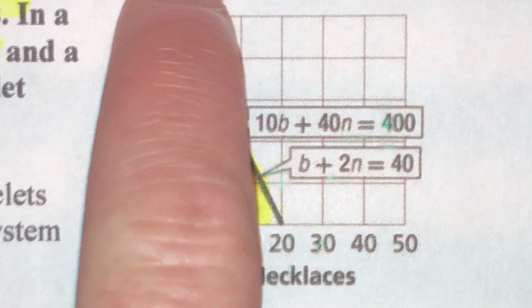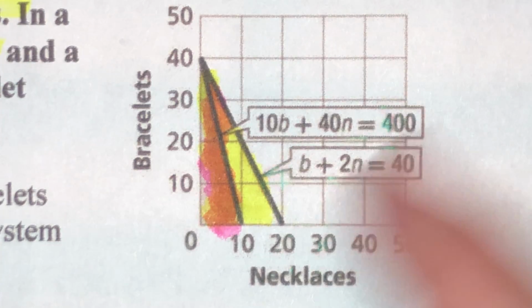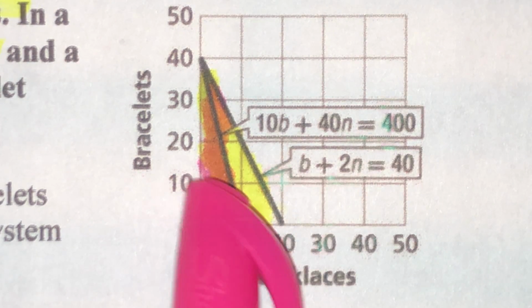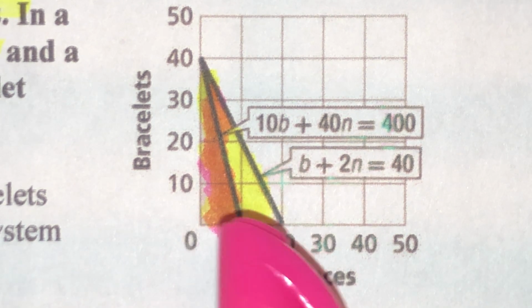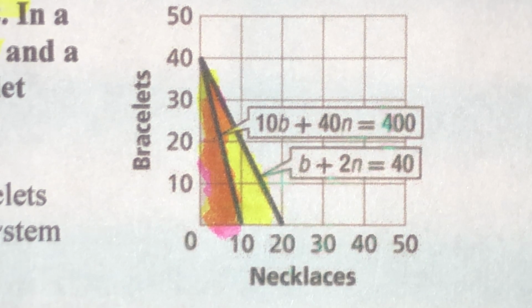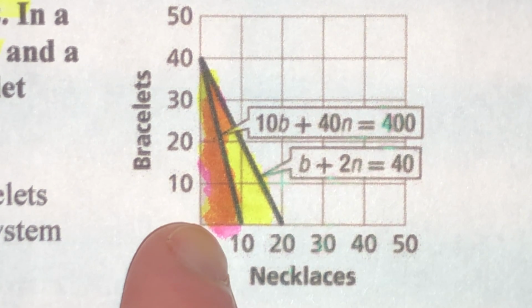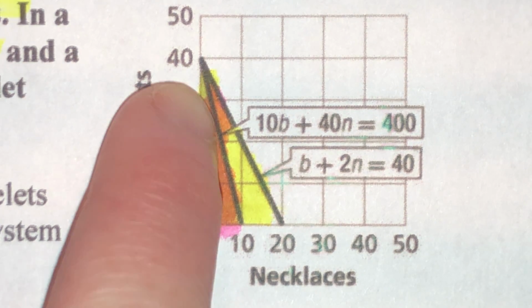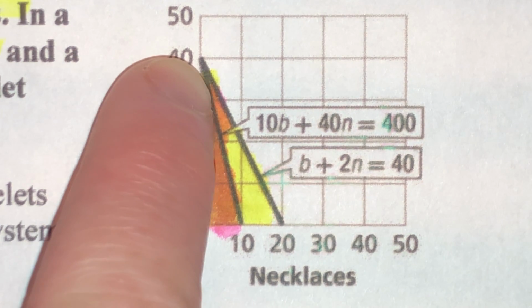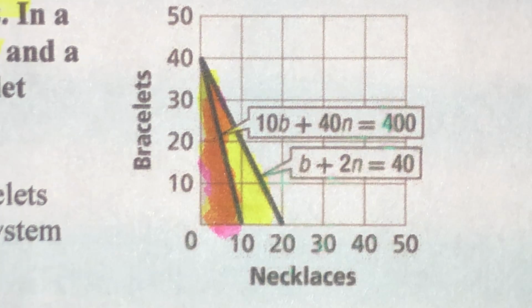So all of this, plus the fact that we're only working in this quadrant, where all of it overlaps is in this pink region, right? So any of the ordered pairs in this pink region work. Now, can we use decimals or can we use fractions? Could you make 2.3 necklaces, or 38.2 necklaces, or whatever it ends up being? No, it has to be whole numbers.